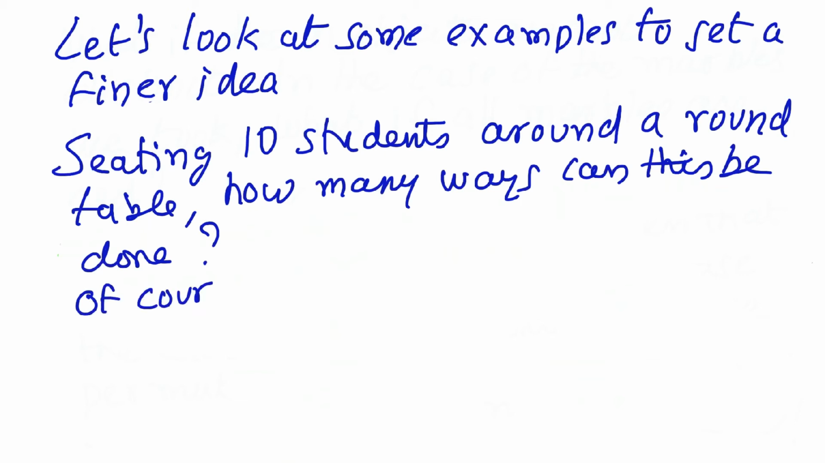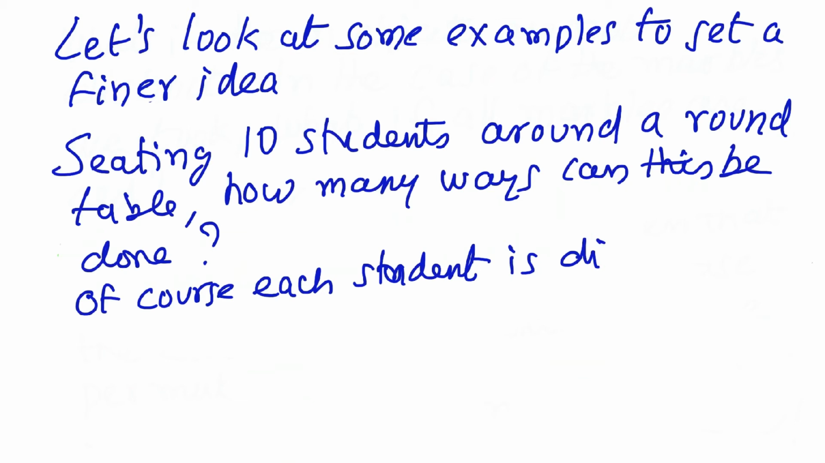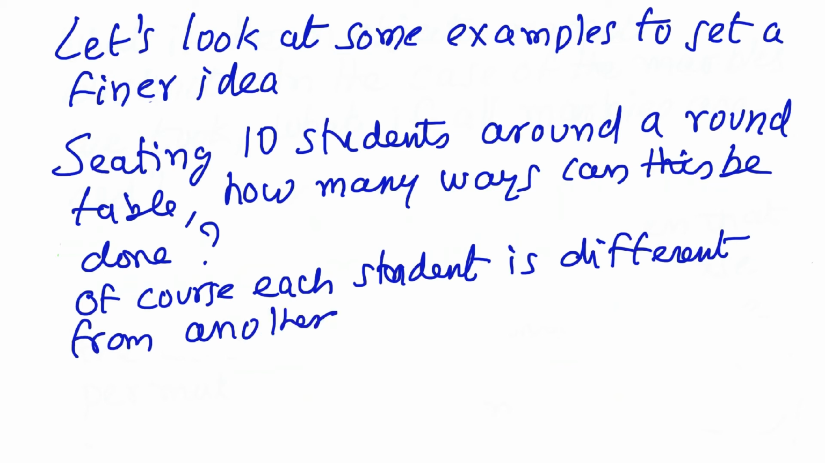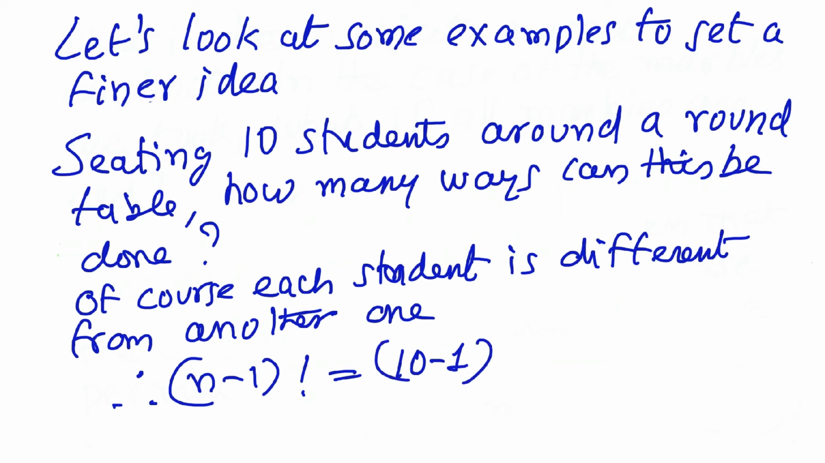Of course, 10 students basically means 10 distinct objects. Each student is different from the other student. That means we are dealing with distinct objects, which basically means that the answer would be (n minus 1) factorial. So n is 10, so it will be 10 minus 1 factorial. That will be 9 factorial. So here the answer will be 9 factorial.